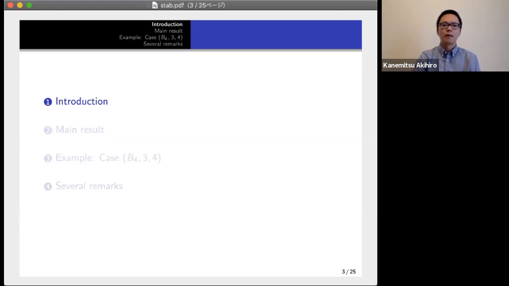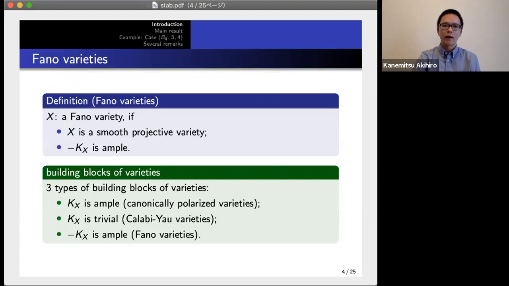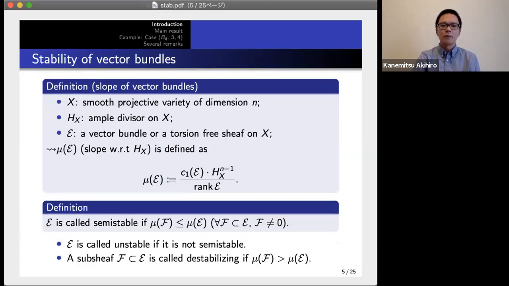So, okay, now let me start with an introduction. In this talk, our Fano variety X is a smooth projective variety with anti-canonical divisor minus K_X. And from the viewpoint of birational geometry, we expect that we can decompose varieties into three types of varieties according to the positivity or negativity of canonical divisors. And the Fano varieties form a class of such building blocks. And today I'd like to study the stability of tangent bundles for Fano manifolds. So in this slide, let me briefly recall the definition of stability of vector bundles.